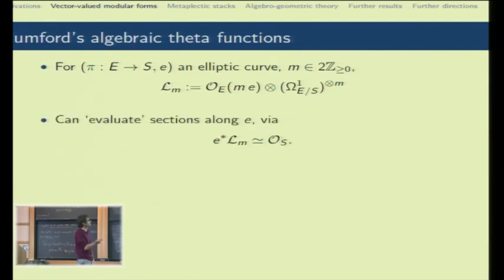Now, as I said, it's normalized. So when you pull back along the identity, you get an isomorphism, so you can evaluate sections. You can take a section and then speak about its value along the identity.